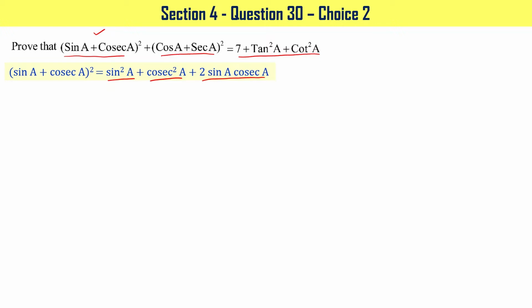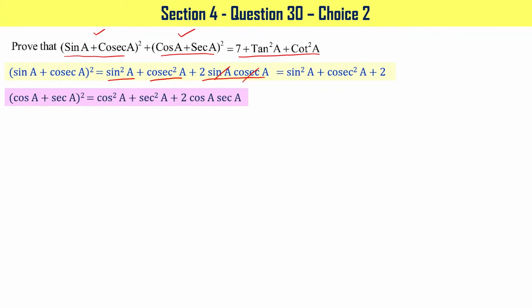We know sin A equal to 1 by cosec A, or cosec A equal to 1 by sin A. When you apply that, these two get cancelled. It means you'll have it as sin square A plus cosec square A plus 2. Now similarly, let's expand (cos A plus sec A) whole square. That can be written as cos square A plus sec square A plus 2 cos A sec A. We know cos A equal to 1 by sec A, right? It means we can cancel these two also. Hence, it can be written as cos square A plus sec square A plus 2.